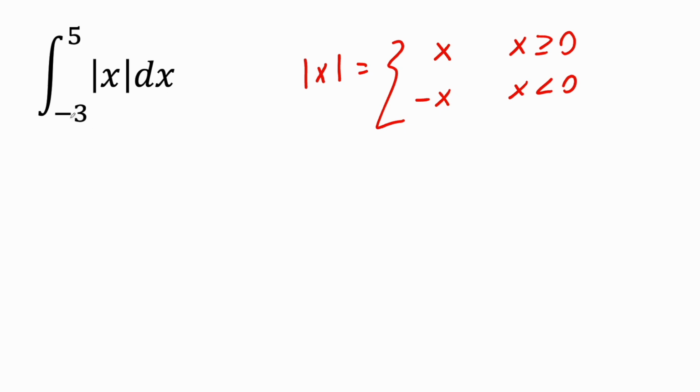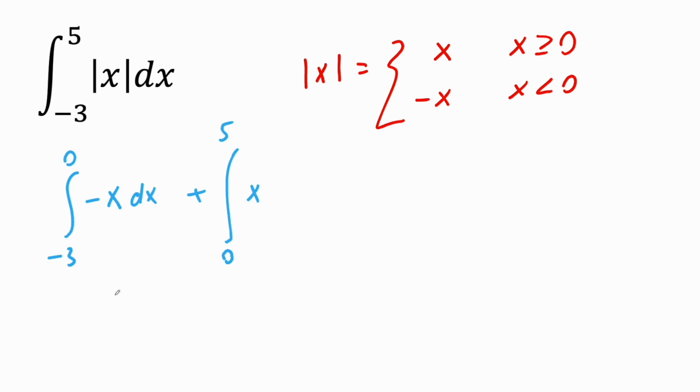Now, we're bounded from negative 3 to 5, and we see if x is less than 0, it behaves this way. And if x is greater than or equal to 0, it behaves this way. So I'm going to split up this integral. I'm going to say I have negative 3 to 0 for negative x dx, plus from 0 to 5 it behaves like x for dx.